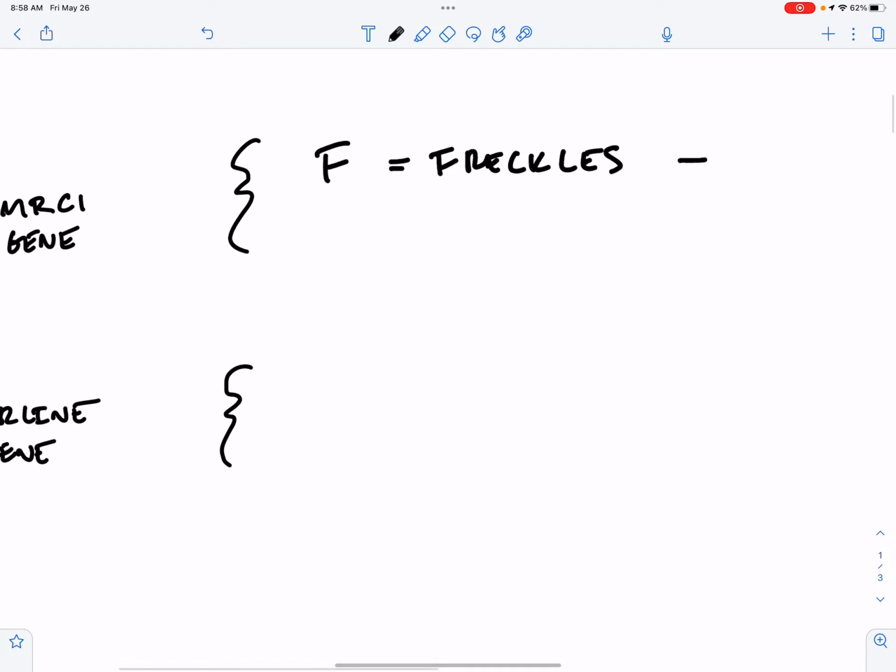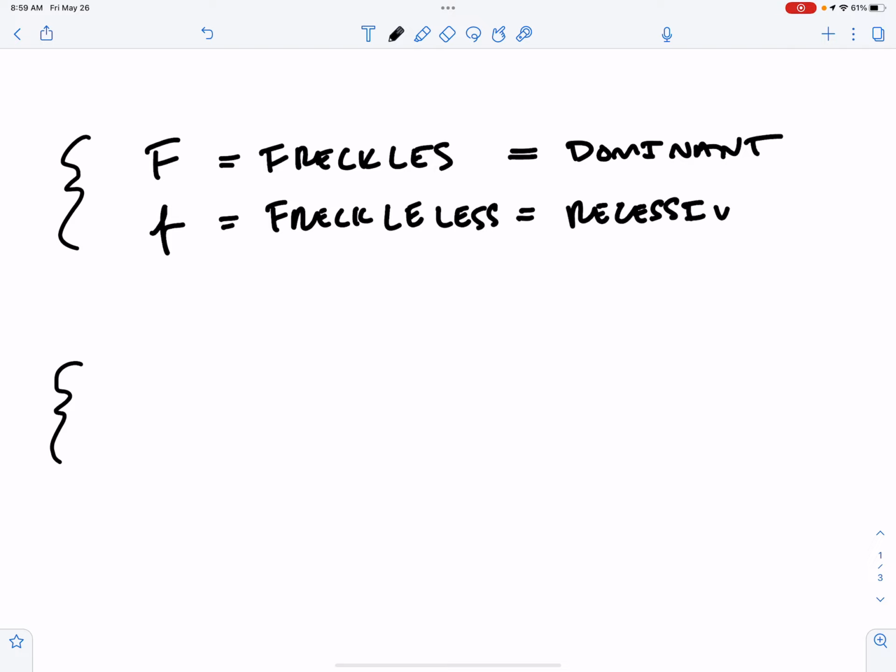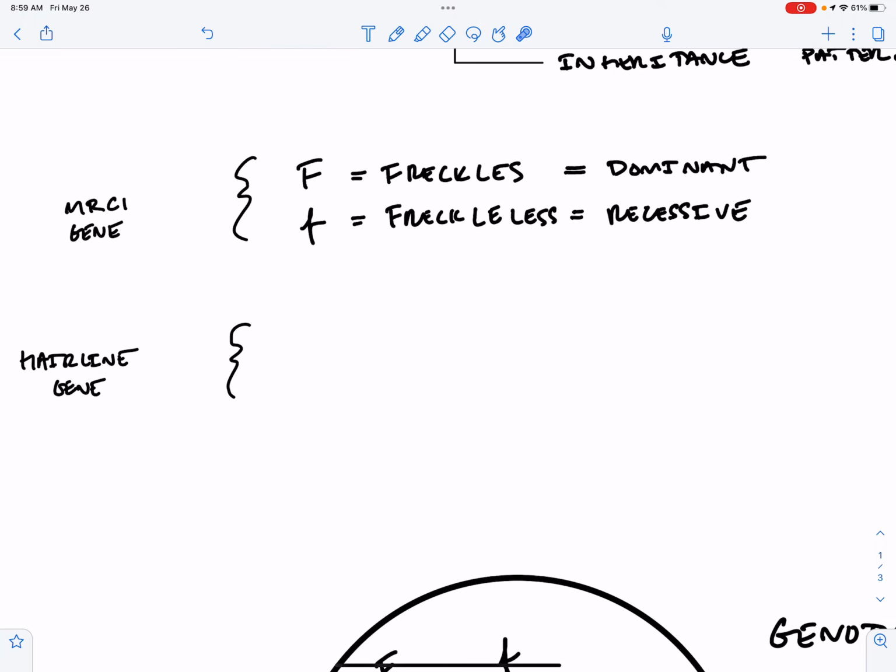So this is the dominant allele. And if lowercase f is freckleless, which is recessive. So we talked about that if you have one copy of the big F allele, so if you are homozygous dominant or if you're heterozygous, meaning you have one copy of each, then you show the dominant phenotype, which is freckles. You have to have two copies of the little f allele to show the recessive phenotype, which is freckleless.